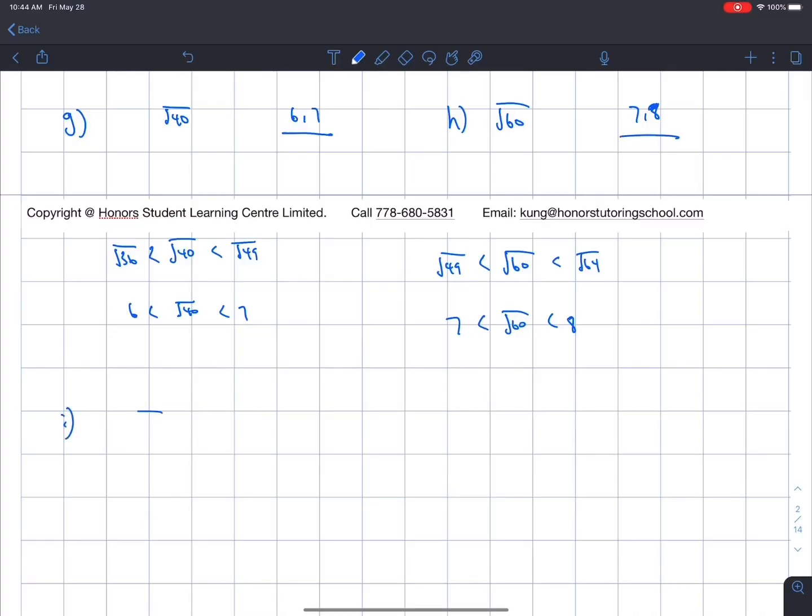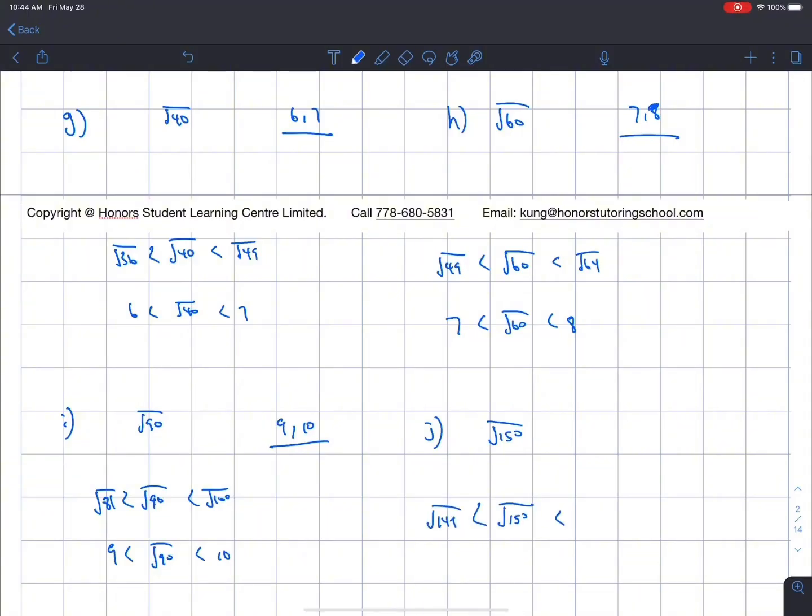I. Square root of 90. Square root of 90 is in between the square root of 81 and the square root of 100. So we can say that the square root of 90 is in between 9 and 10. And J. The square root of 150. So this one is a little bit more difficult. The square root of 144 is 12, and the square root of 169 is 13. So the square root of 150 is in between 12 and 13.